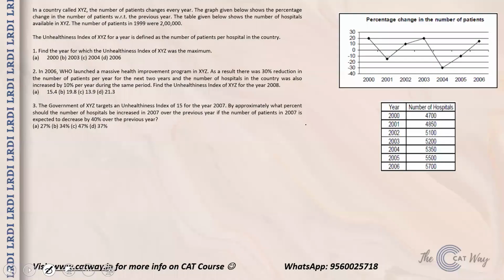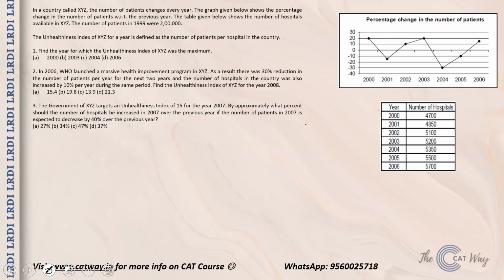Now moving to the question that we have. It says that in the country XYZ, the number of patients changes every year, and the graph below shows the percentage change in the number of patients with respect to the previous year. The table given below shows the number of hospitals available in the country XYZ. The number of patients in 1999 is 2 lakh. Now there is one more thing known as the unhealthiness index of XYZ of a year, defined as the number of patients per hospital in the country.